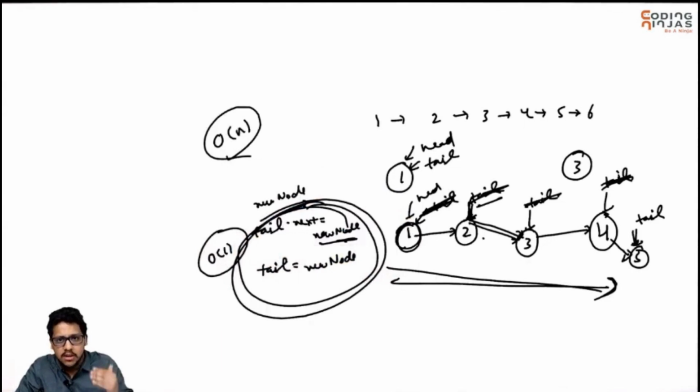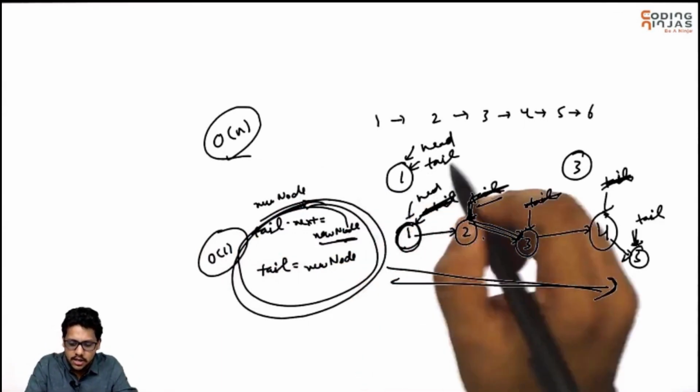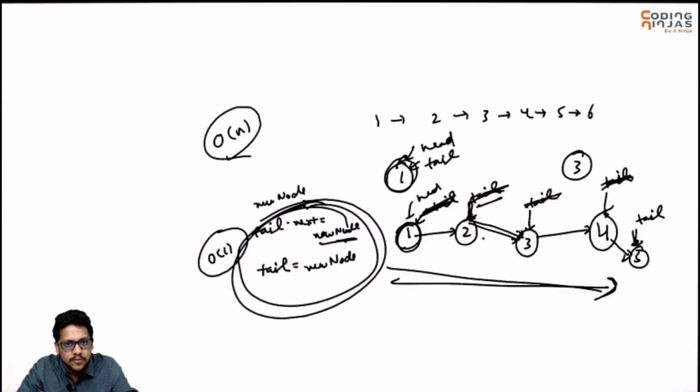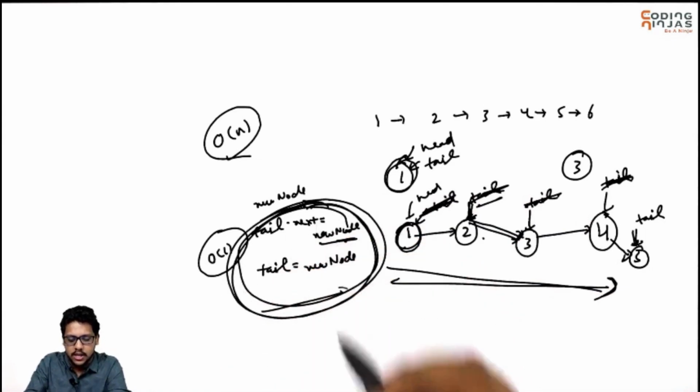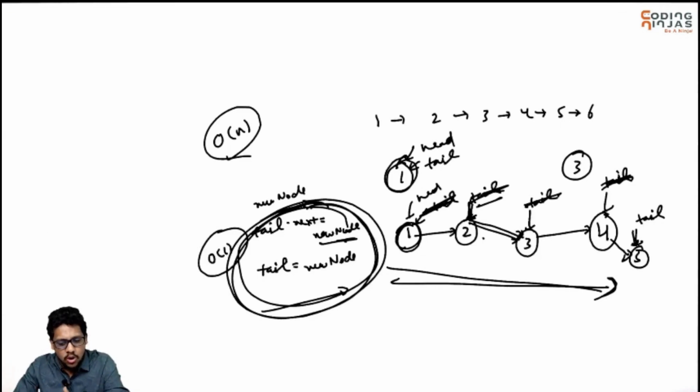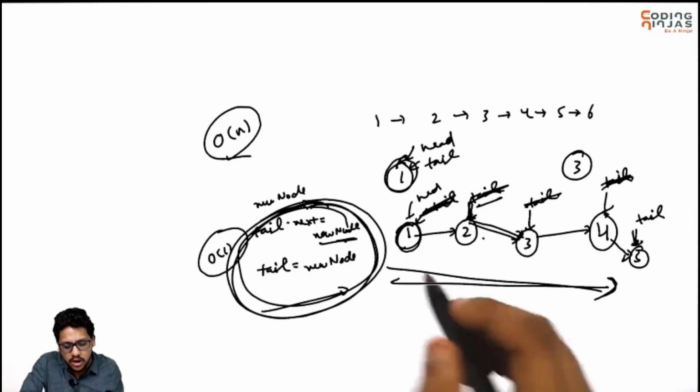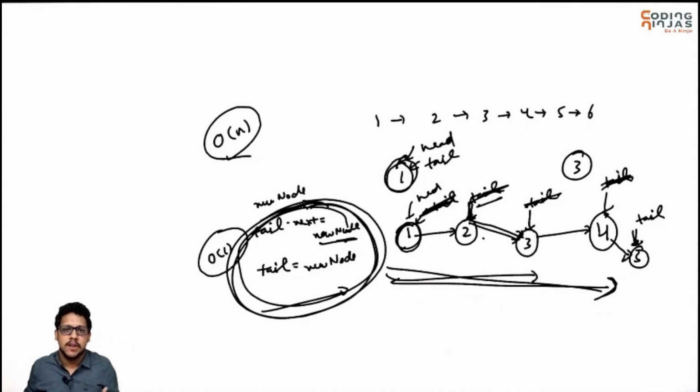Because at each step, if it was the first element, you point head and tail to that node. If it was the rest of the elements, you do tail dot next equal to new node and tail equal to new node. So it is an order 1 step everywhere for each iteration, and your overall time complexity has become order of n. So we will not traverse from head again and again. We will maintain a reference to the last node, and that we know as tail.